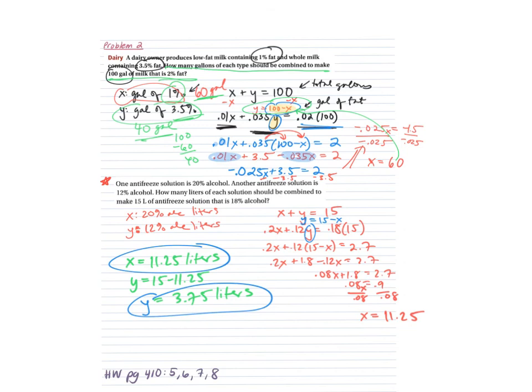All right, hopefully you got 11.25 liters of the 20% alcohol antifreeze, and then 3.75 liters of the 12% alcohol antifreeze. By setting up your equations like this: x plus y equals 15, and then 20%, which is 0.2, of x plus 0.12, which is 12% of y, equals 0.18 of 15, which was 2.7.